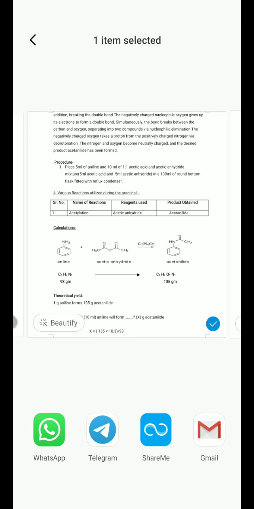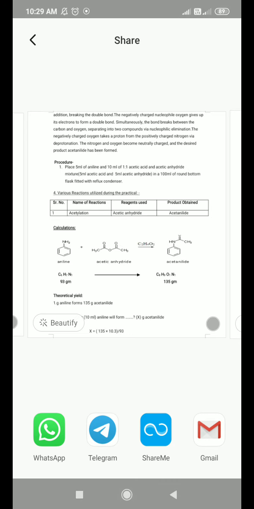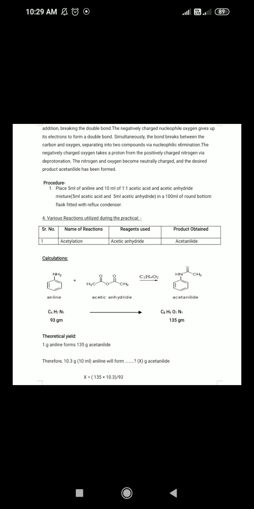First step is place 5 ml of aniline in 10 ml of 1:1 acetic acid and acetic anhydride. Means 1:1 ratio, that is 5 ml acetic acid and 5 ml acetic anhydride we have taken. Now in a 100 ml RBF with reflux condenser, means we have to reflux this particular reaction. Okay, then what is the next step?